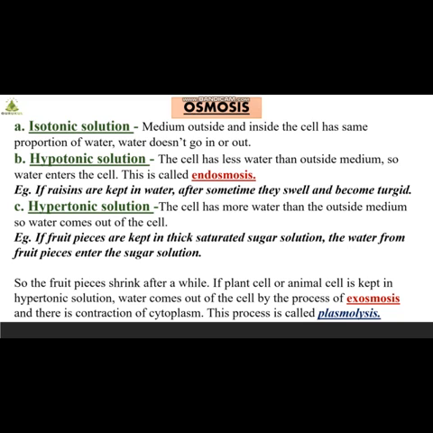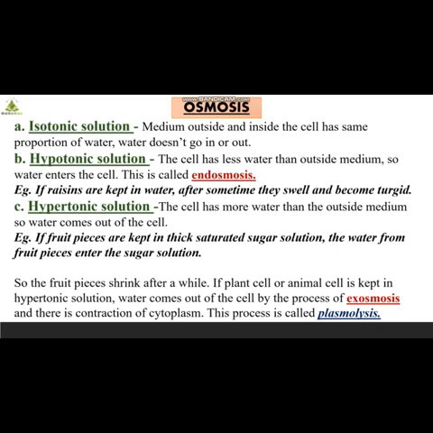Hypertonic solution, students, can you guess now what the definition of hypertonic will be? The cell has more water inside than the outside medium, and in this case what will happen? Water will travel outside, it will come out of the cell.